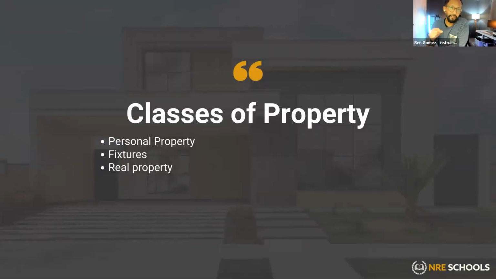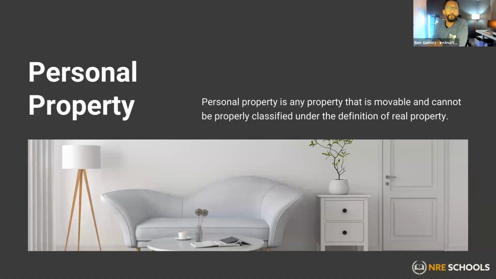Let's talk about classes of properties. This is an important one. In classes of properties, we're talking about personal property, fixtures, and real property. This is the product that we sell. This is very relevant to selling real estate, to being a real estate agent, to being a commercial agent, and to representing a landlord or renting out properties. This is relevant across the board.